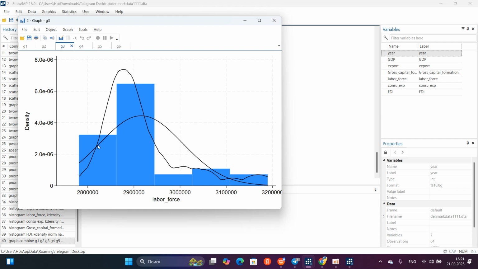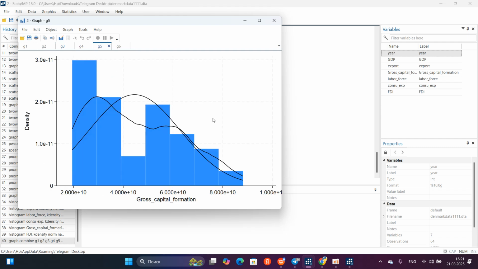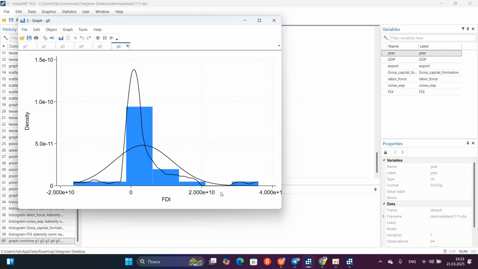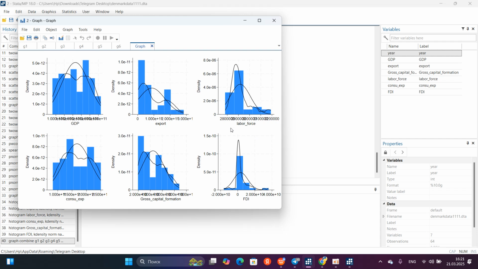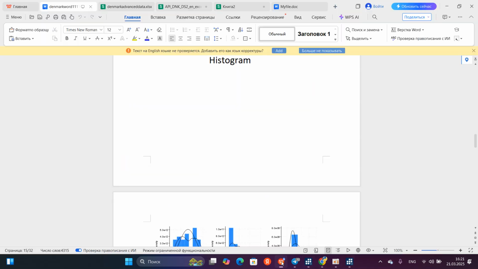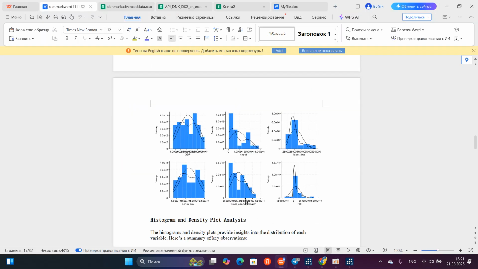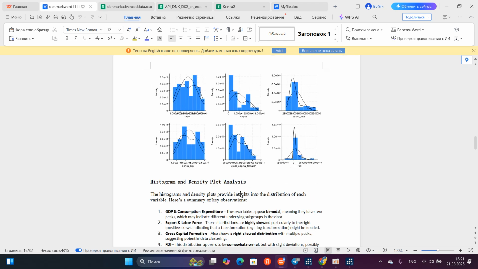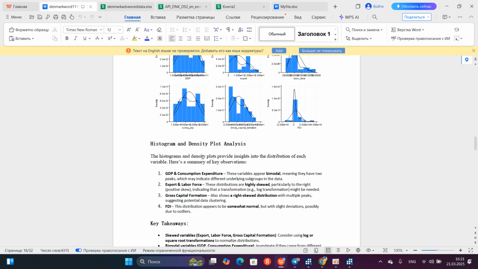Okay, just a minute, just a second. Here you can see all of them, and you can correct them in order to see the indicators by this graph editor. And you need to copy and put it into our Word file. Here you can see all of them. Actually, I've corrected the mistakes if there were some, sorry for that. Histogram and density plot analysis. These histogram and density plots provide insights into the distribution of each variable. Here's a summary of key observations.